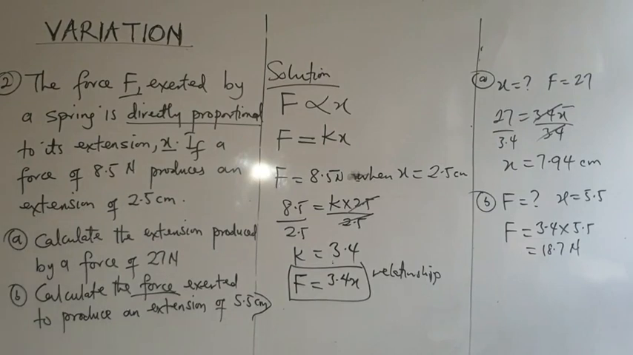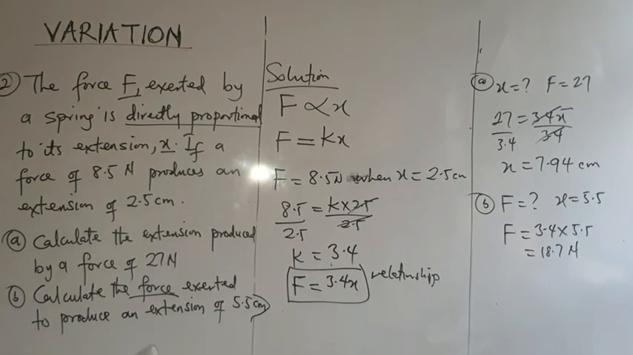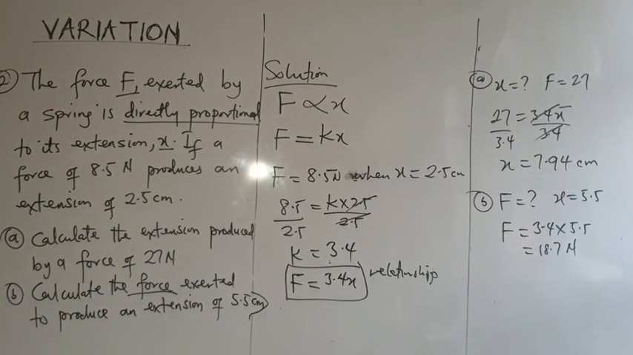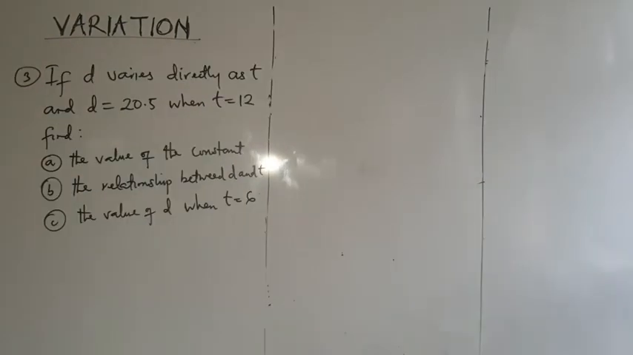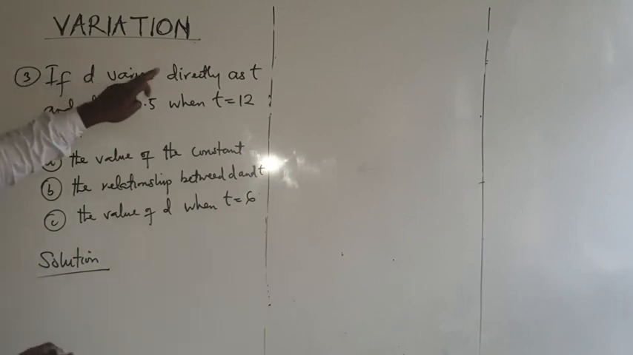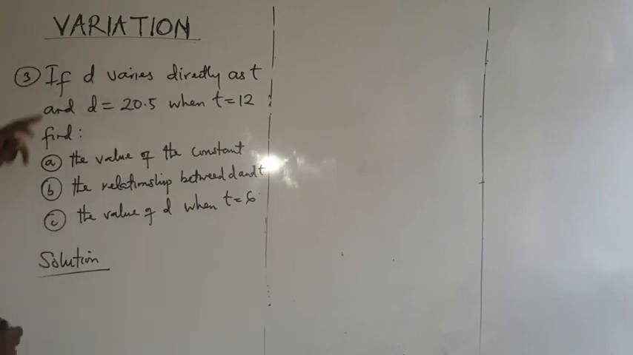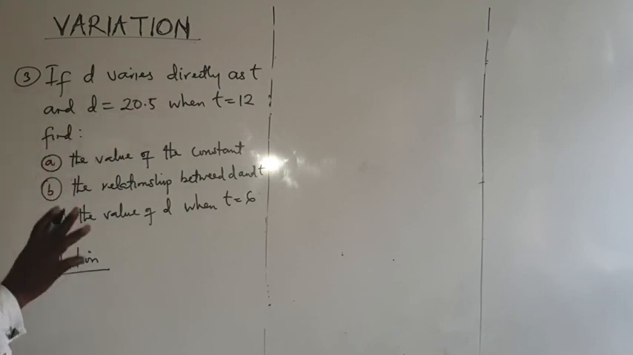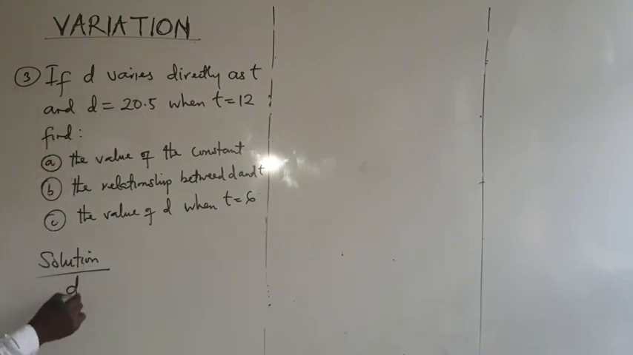So let's look at one more example before we end this. We stop on direct variation. This is the third example under direct variation. So let's quickly solve this before we move to inverse variation. If D varies directly as T, this one is very straightforward. So D varies directly as T. That's the first thing.